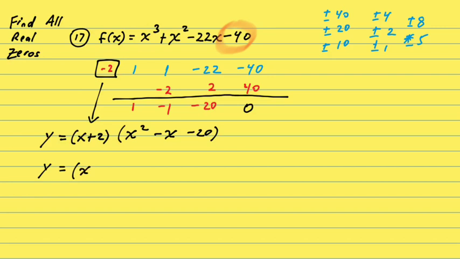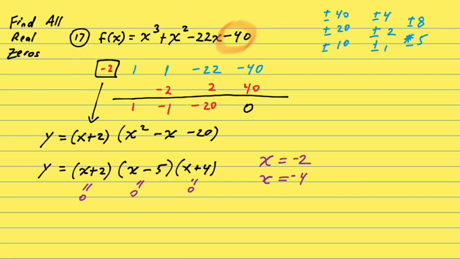I'll factor that a little bit further into x, what is it, minus 5 and plus 4. I think those add to negative 1 in the middle. So what makes each of these equal 0? And that would be my answer. So it's going to be x equals negative 2, negative 4, or positive 5. I think those are the 3 values that make this 0.